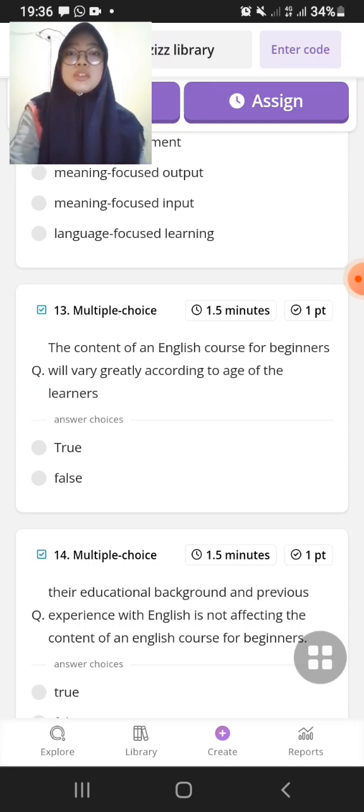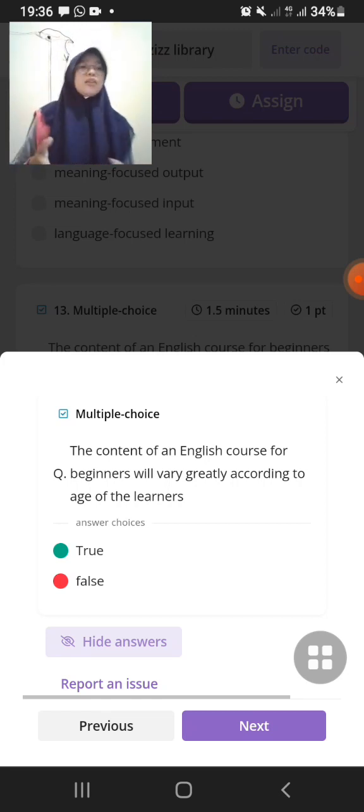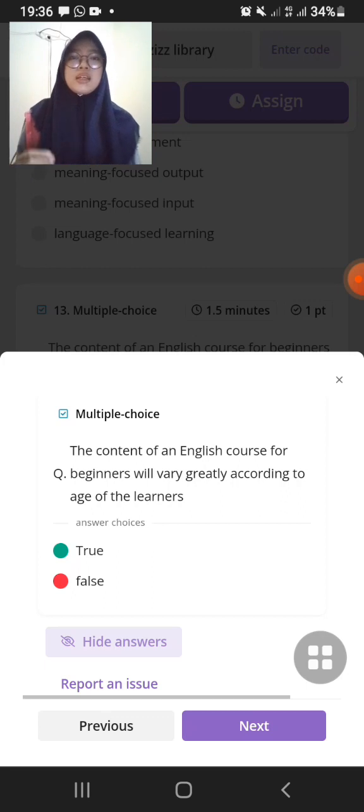Question number 13. The content of an English course for beginners will vary greatly according to age of the learners. The answer is true, because the material from the course content can be different, like in the middle school, elementary school, and must be adjusted to the age of the student so that it can be understood.